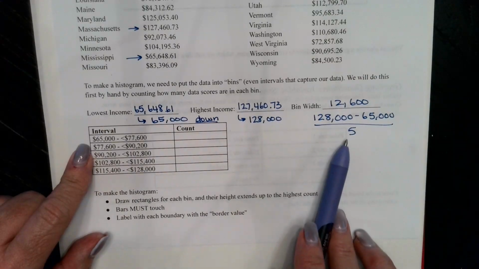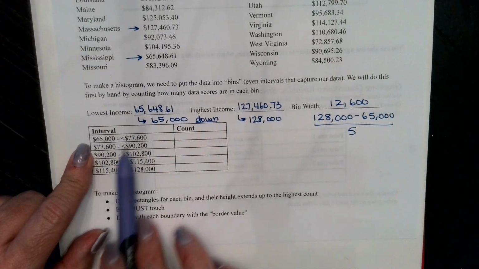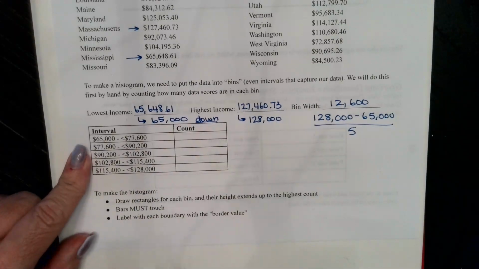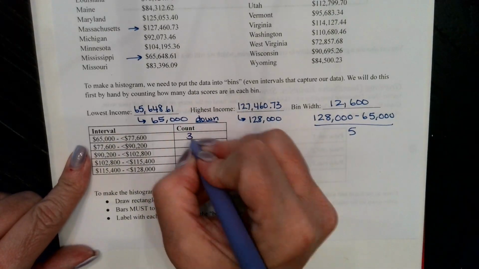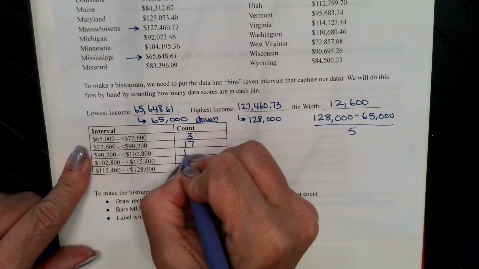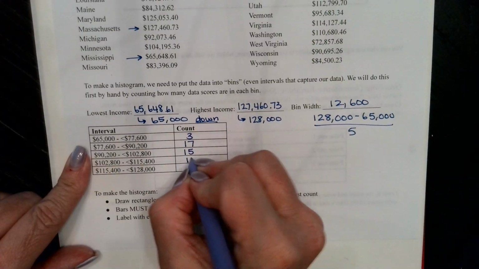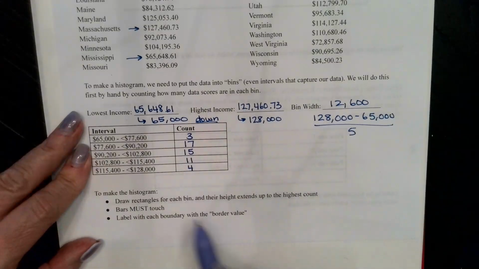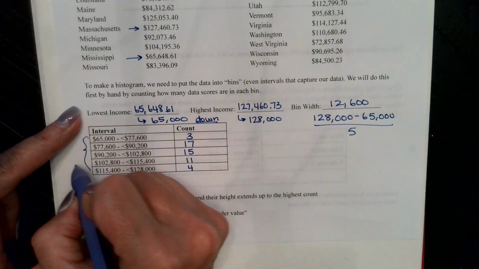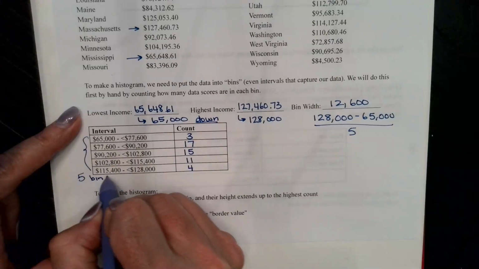Okay, if I picked a different value, like 6 bins, then these values would be a little bit different. So I've already gone and counted these up just to save time. And so these are my 5 bins right here.